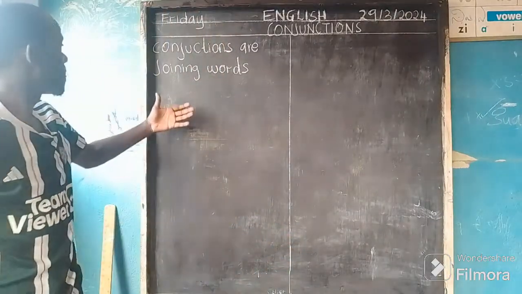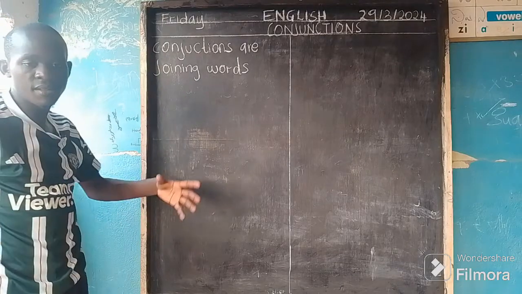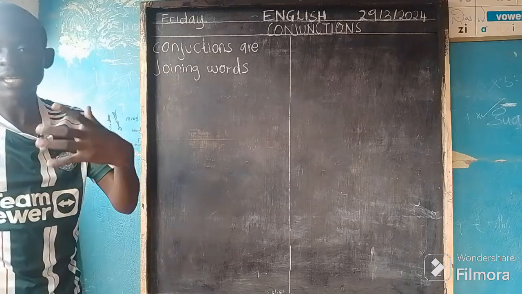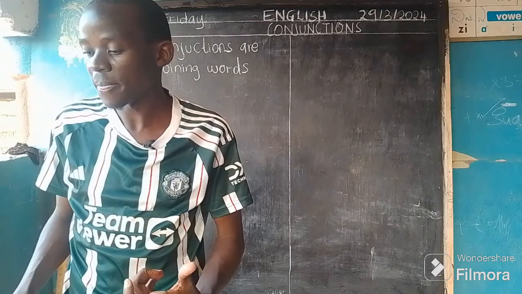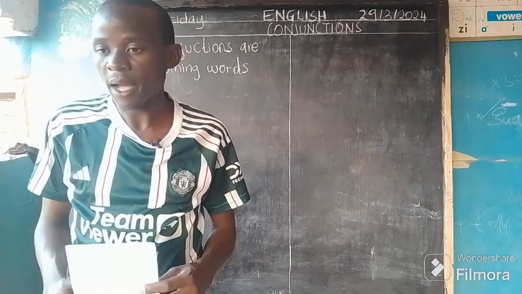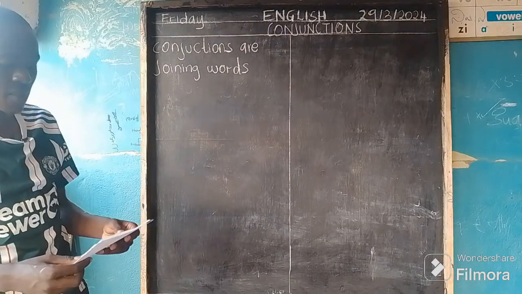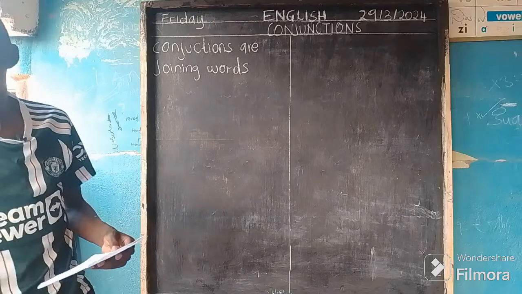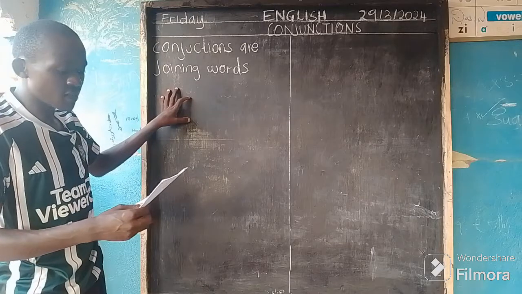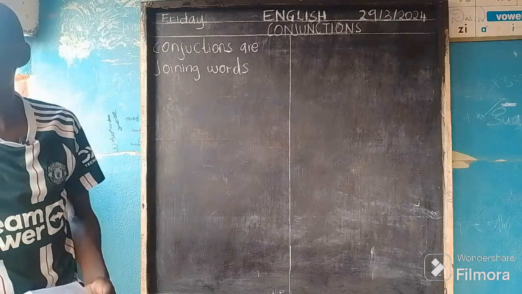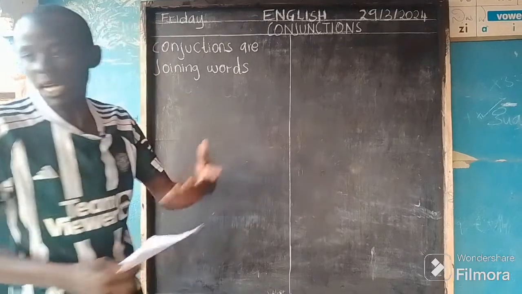Conjunctions are joining words. And from here, you can learn that there are some words that need to be joined to give a meaning. And that's where conjunctions come in. So today we're going to look at some examples of conjunctions and see how they join these words. Conjunctions not only join words, they join phrases and sentences.